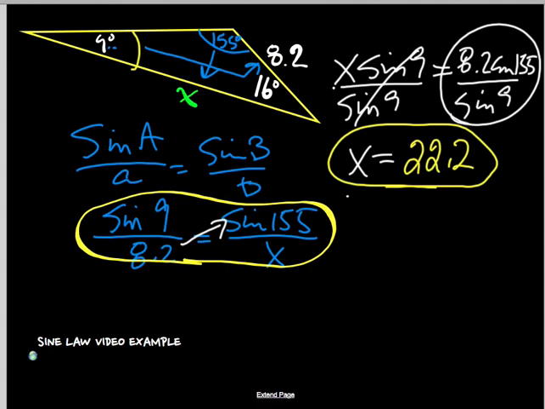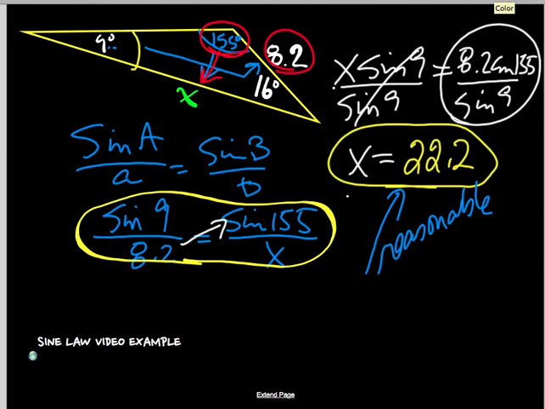Now the first thing I have to do is obviously check, is that reasonable? And it's reasonable because 155 is my biggest angle, which means x has to be my longest length. And since it's longer than 8.2, I have to assume that I've done the work right. So there's the sine law.